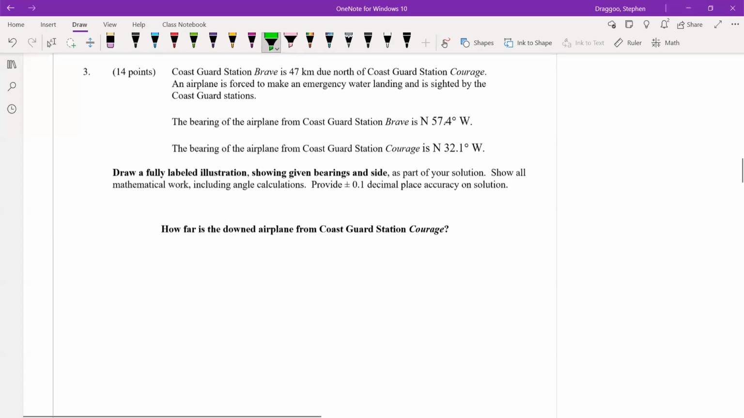There is an airplane for A, and there is Courage for C, and then there's also Brave for B. And the instant we can get the Wi-Fi to keep working, my pen decides it wants to be lame.